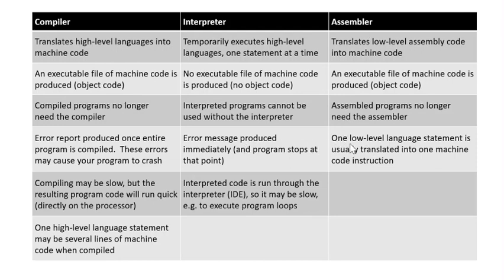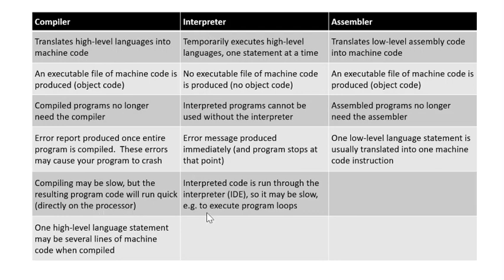Okay, so next we have the assembler. So one low-level language statement is usually translated into one machine code instruction. Yan, tapos wala na siyang comparison dito. Okay, so ito na lang yung tapusin natin. Sa compiler, so in terms of speed, compiling may be slow, but the resulting program code will run quickly. So directly sent to the processor.